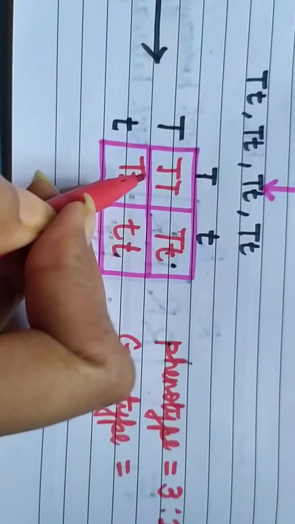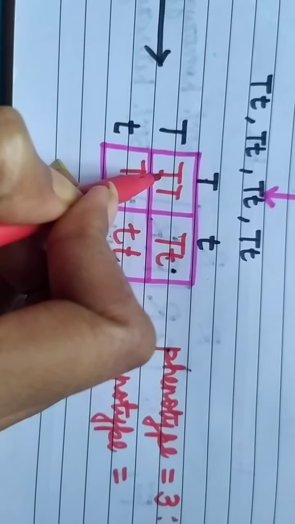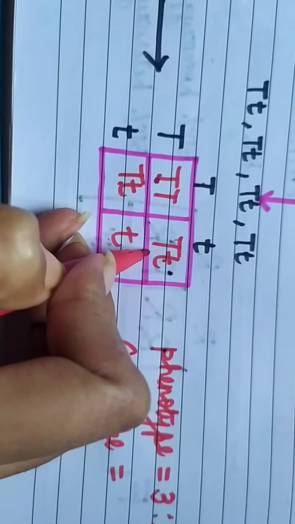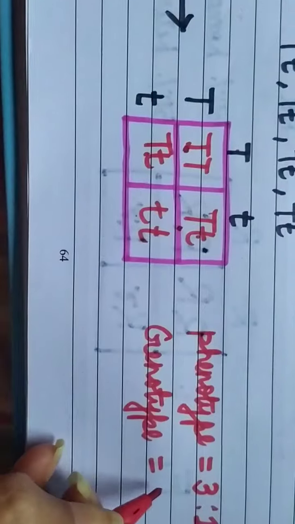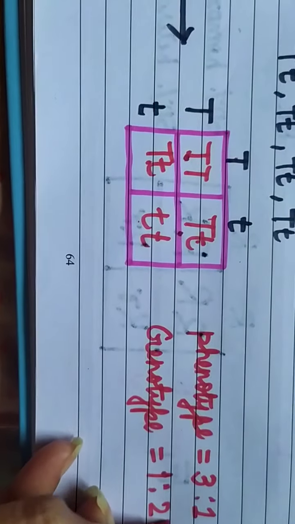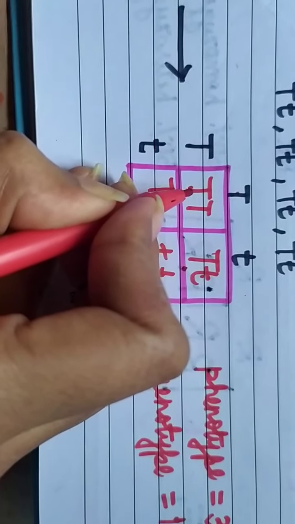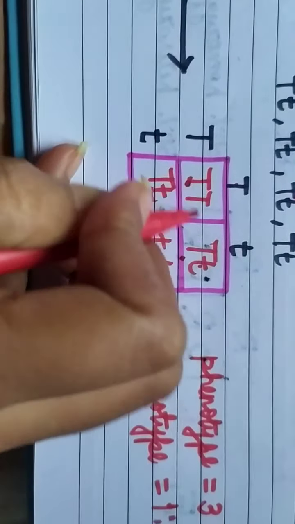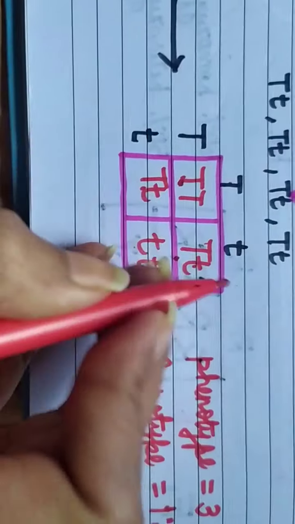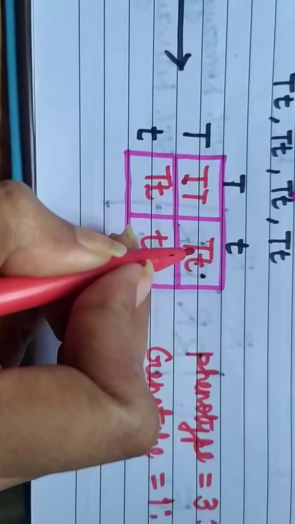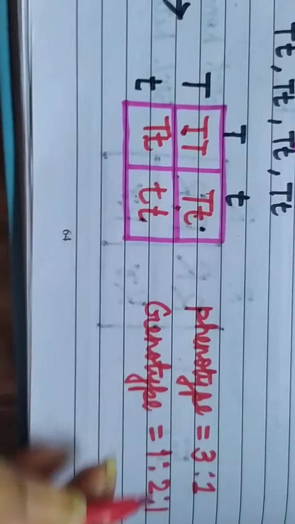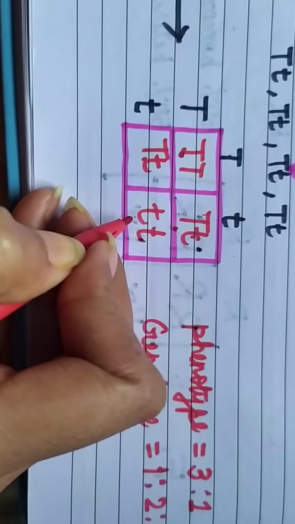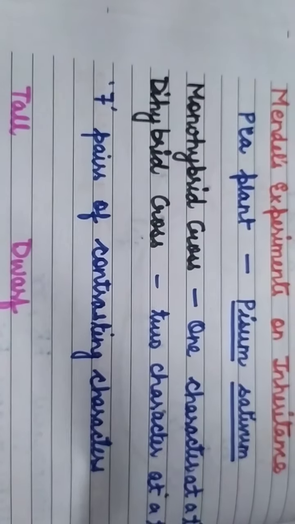as homozygous tall, heterozygous tall, heterozygous tall, homozygous recessive. So the ratio will be 1:2:1. We can see only one homozygous tall. No more homozygous tall are present. Then we can see heterozygous tall. 1, 2. 2 heterozygous talls are present. So I have represented here 2. And only one homozygous recessive. That's why 1. So this was all about the monohybrid cross.